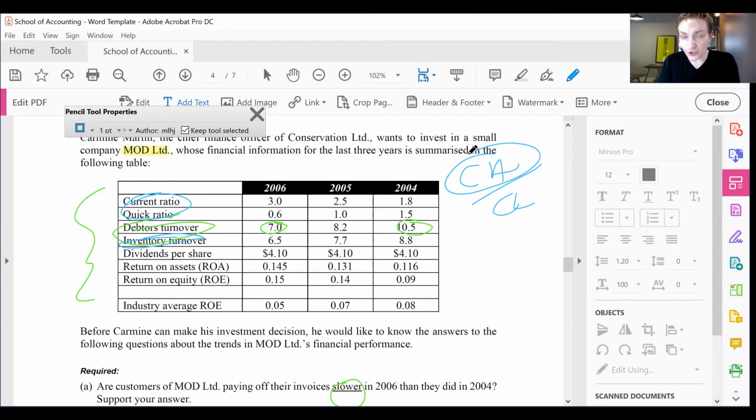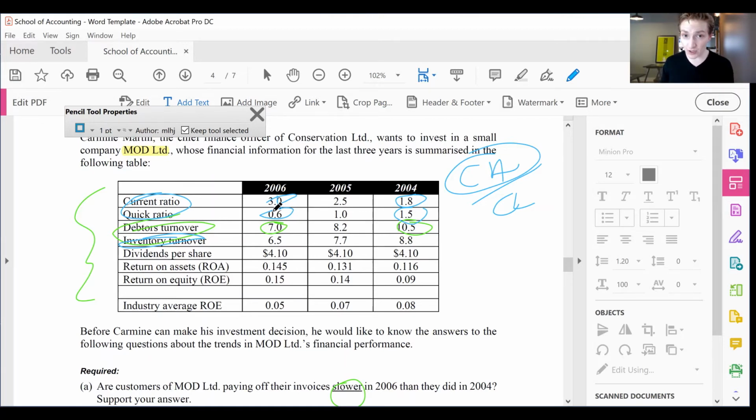What that means is the two can move in opposite directions. And if, like we have here, the current ratio is increasing from 1.8 to 3.0, that effectively tells us current assets are increasing as a proportion of current liabilities. However, the quick ratio has gone from 1.5 to 0.6. That tells us effectively the opposite, i.e. we're seeing here that our current assets as a proportion of current liabilities when you exclude inventory is decreasing.